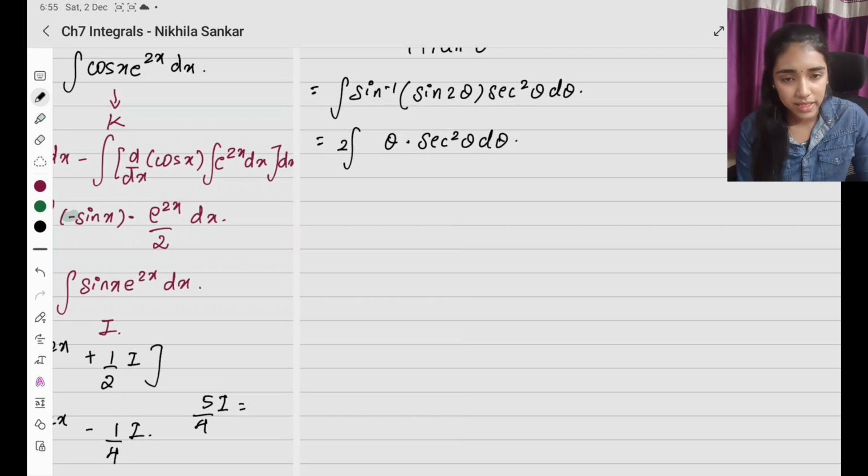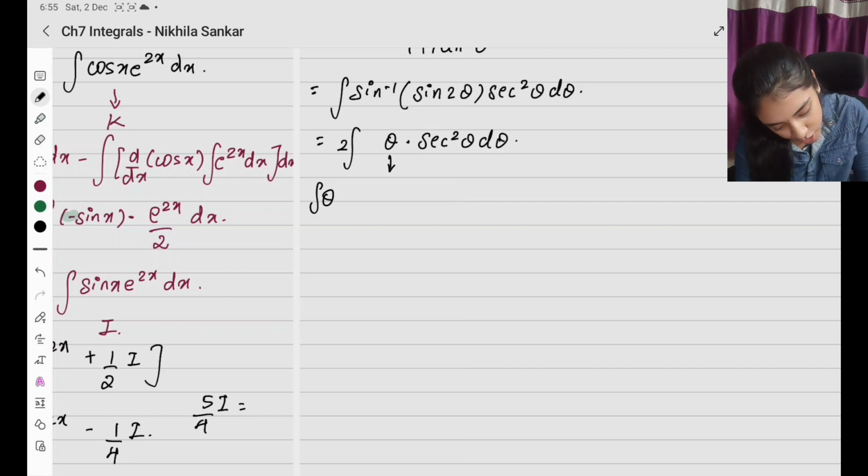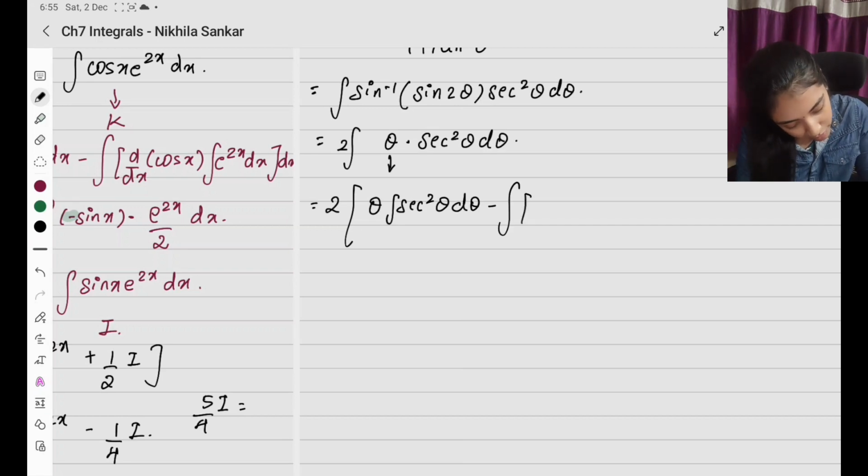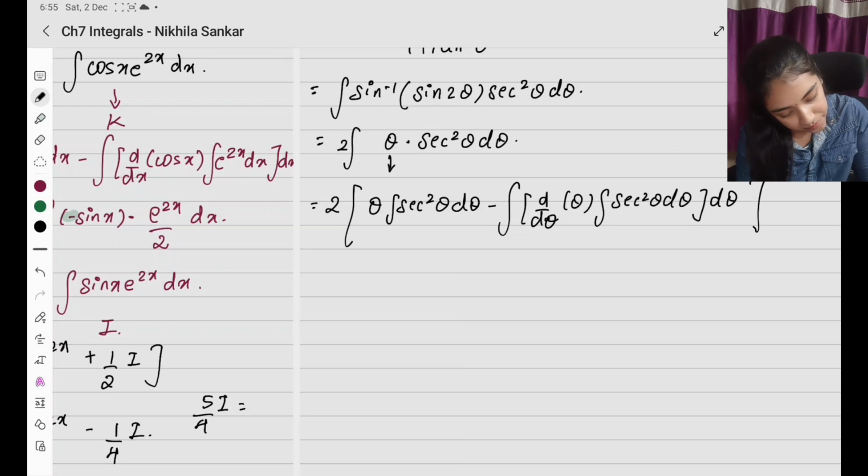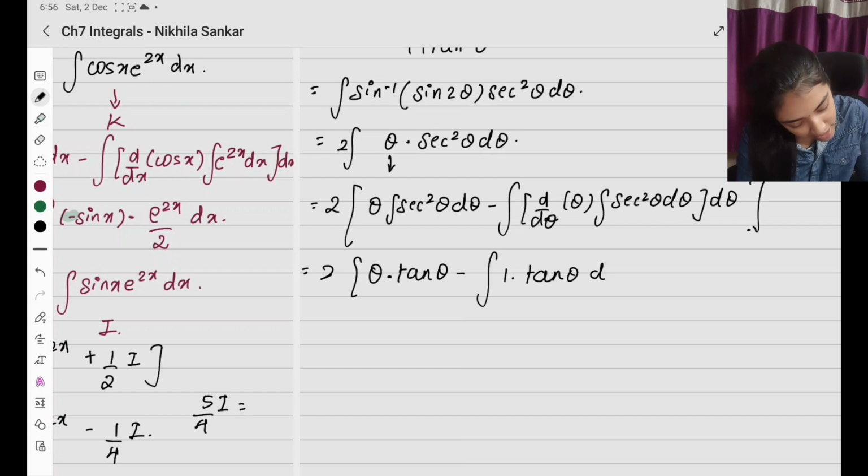So secant square theta is a trigonometric function. So this is going to be my first function. So integration of theta secant square theta is going to be... no, I'll do it directly. Keeping the 2 outside, I'll do 2 times first function integral of second function minus integral of open bracket d by d theta of first function integral of second function times d theta. Okay, 2 times theta times integral of secant square theta is going to be tan theta, minus integral of 1 times secant square theta, which is going to be tan theta d theta.